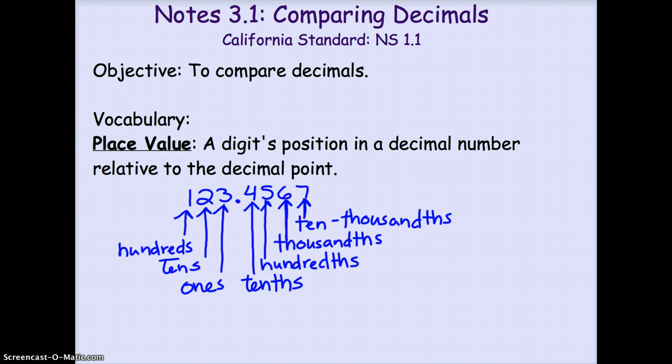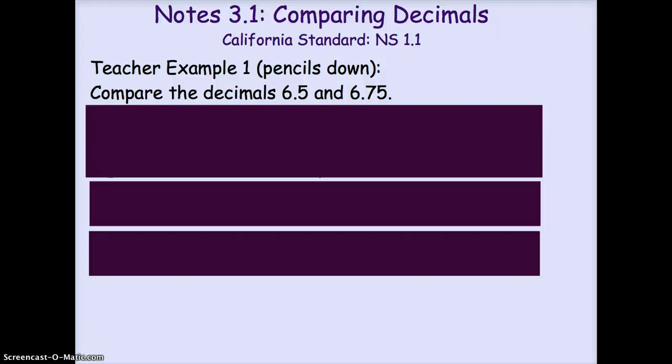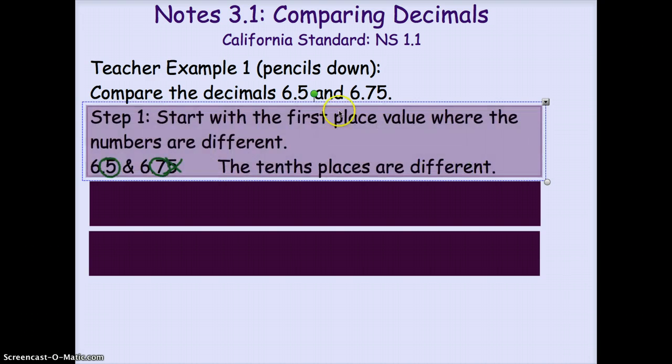Okay, let's go ahead and take a look at the first teacher example. Compare the decimals 6 and 5/10ths and 6 and 75/100ths. First, we're looking for the first place where they're different. If I take a look here, notice I've circled the 6's. They both have a 6 in the ones place, so that's fine.